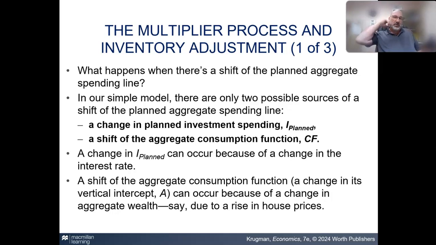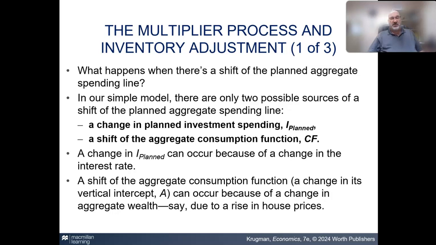So, multiplier process and inventory adjustment. If there's a shift in planned aggregate spending, what happens? In our model, there are only two possible sources of the shift. One is a change in planned investment spending. The other is a shift in the aggregate consumption function. A change in planned investment can occur because of a change in the interest rate, which we hit the easy button earlier and said was fixed. So in our model, that ain't happening.